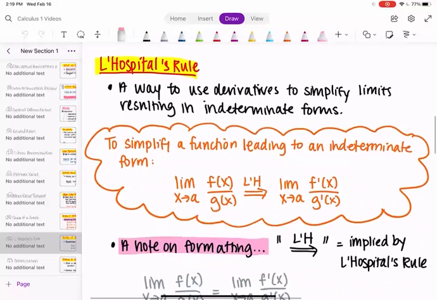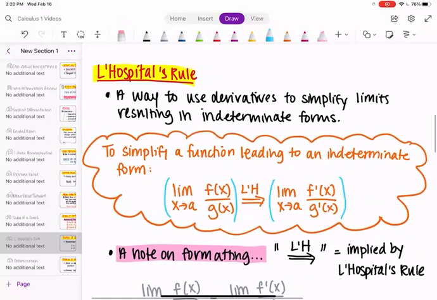So this is the formal way of writing it here, where if we were originally taking the limit as x approaches a of some function f of x divided by some function g of x, we can apply L'Hopital's rule and turn that into the limit as x approaches a of the derivative of f of x over the derivative of g of x, right? So that's a huge benefit for us because a lot of times it'll be easier to take the derivative of those functions separately as opposed to factoring stuff out in the first place.